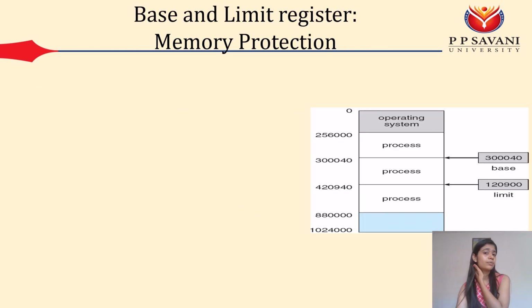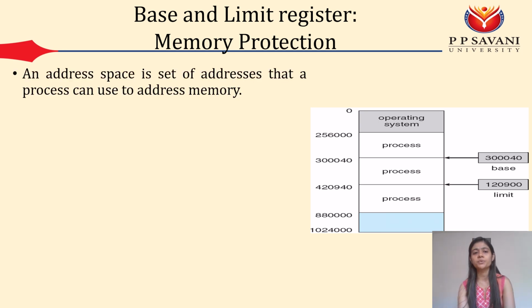Next is base and limit registers. How is memory protection implemented in the operating system? Using base and limit registers, we maintain the protection requirement of memory management. An address space is the set of addresses that a process can use to address the memory. Whatever size of memory a process requires is allocated in the computer system.